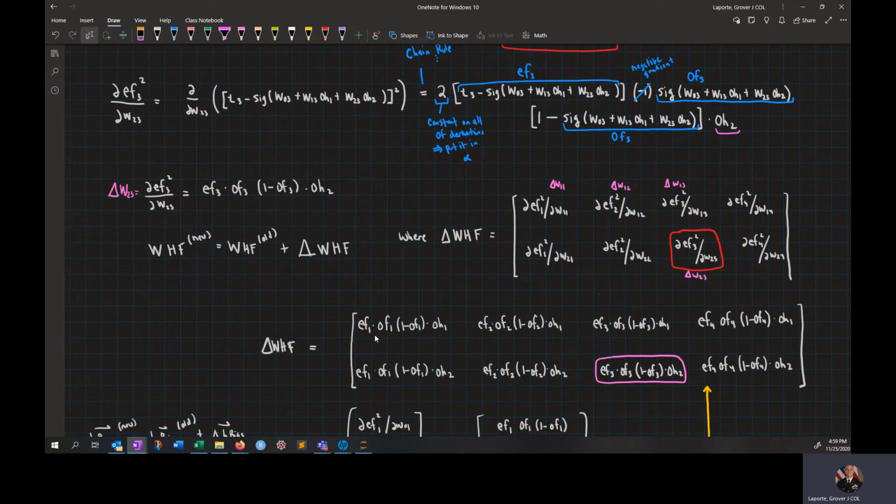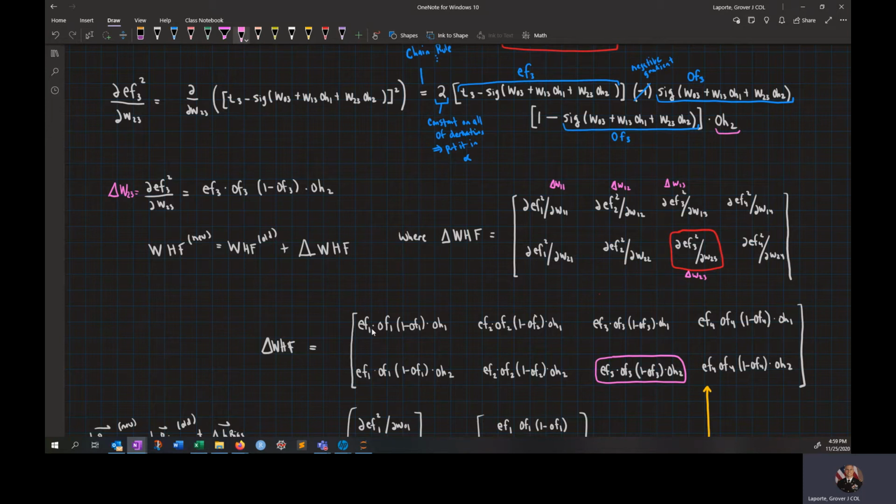But if I wanted this one, well, I would just do EF1. Again, you could just take another partial derivative and check that out. Here's an easy one to do. This would be exactly the same except for the last derivative. The last derivative is the derivative of the inside with respect to W13, and then it's obviously going to be OH1. That's the only difference in that partial derivative. So that guy would be OH1 instead of OH2.